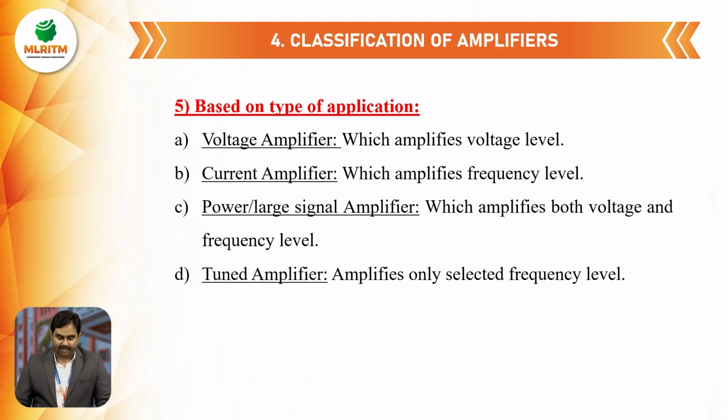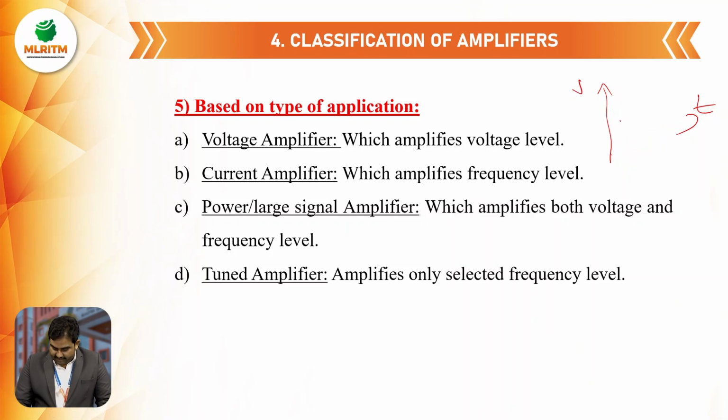One is voltage amplifier, which amplifies only voltage level. Voltage level means, let us see an analog signal. If you observe from here, peak to peak, positive to negative, here this peak to peak distance is called amplitude. So whatever the amplifier which amplifies this peak to peak region, that is called voltage amplifier.